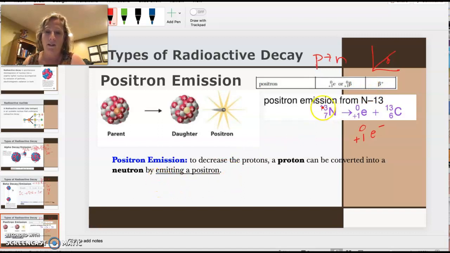In the example I have here, the nitrogen, the mass number doesn't change in the positron or the beta decay because you're just going between protons and neutrons. But in this one, your atomic number is going to go down by 1. And again, if you put the positive 1 charge here and then add it, it helps you calculate the missing atomic number.